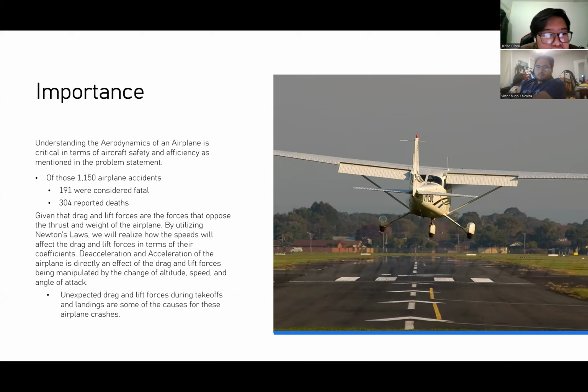By utilizing Newton's law, we realize how the speeds will affect the drag and lift forces in terms of their coefficients. The deceleration and acceleration of the airplane directly affect the drag and lift forces, as they are manipulated by the change of altitude, speed, and angle of attack. Unexpected drag and lift forces during takeoffs and landings are some of the causes for these airplane crashes.